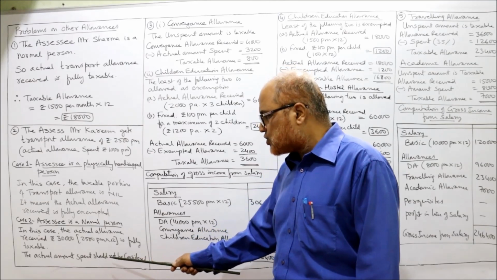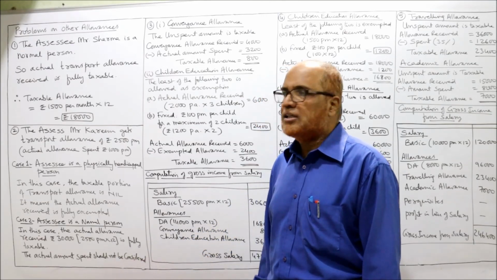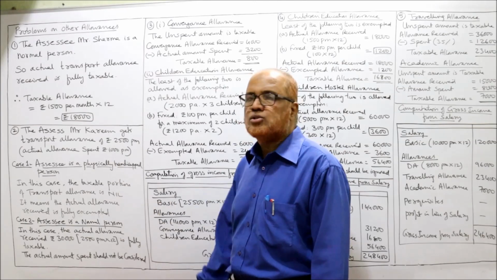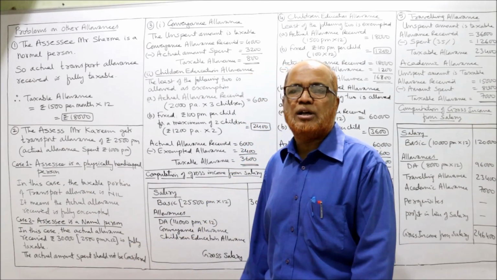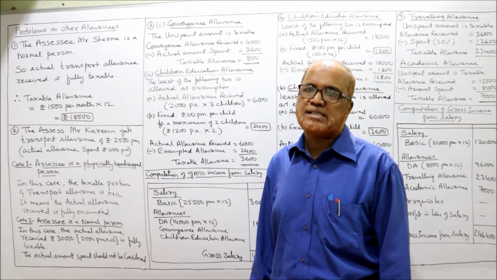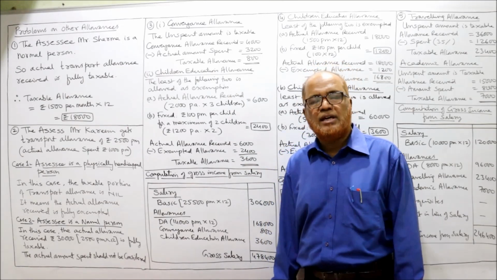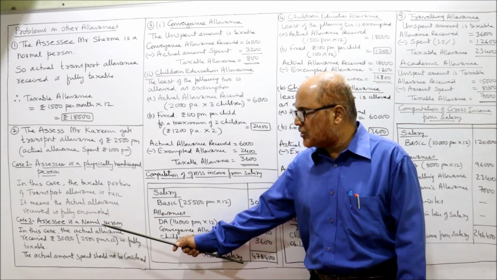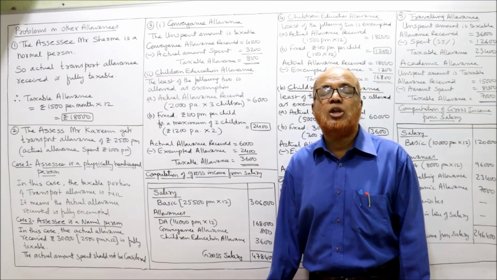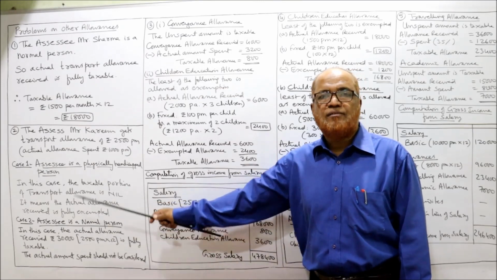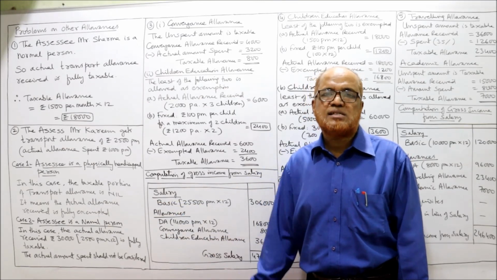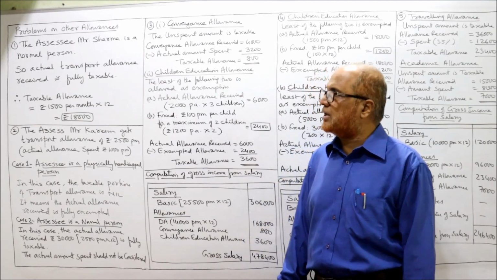The actual amount spent should not be considered. In the problem it is given that the actual amount spent is 1,000 per month. This should not be considered according to the provisions of the Income Tax Act. The allowance received is fully taxable. 30,000 rupees is taxable if he is a normal person. If he is physically handicapped, nothing is taxable, the entire amount is exempted.